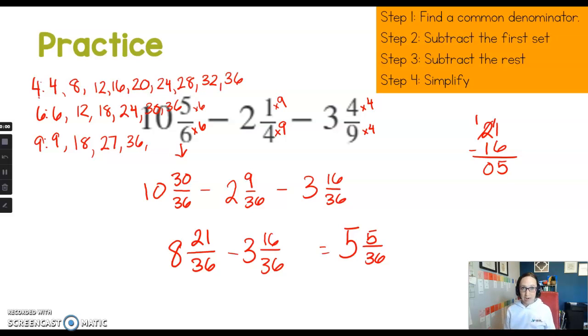And I ask myself, can I simplify? 5, the only factors are 1 and 5. And so, no, I can't. So we are simplified. Okay, let's try another one here.